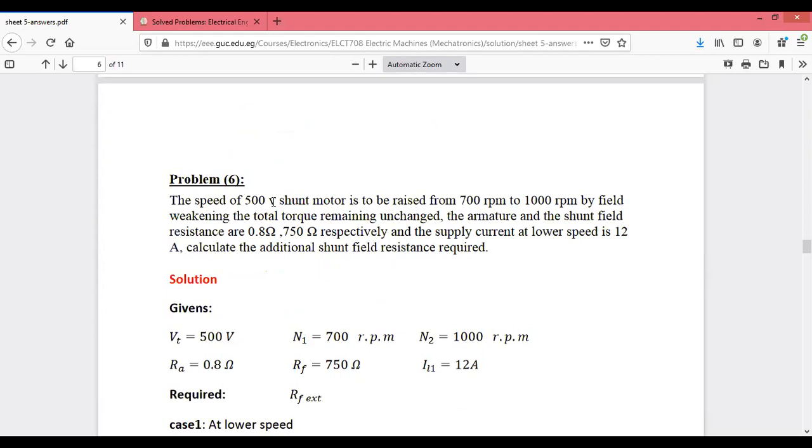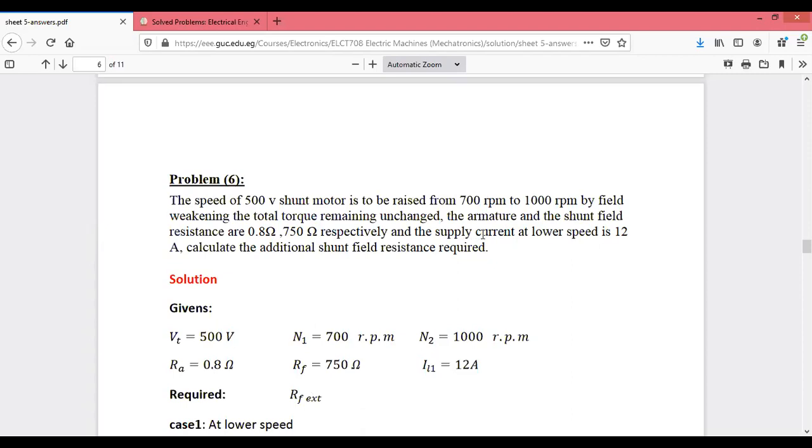Here, what they have given is the supply voltage, the terminal voltage VT, 500 volt, and the speed is to be raised from 700 RPM to 1000 RPM. You can take N1 as 700, so your N2 will become 1000 by field weakening. It means you are weakening the field winding, with the total torque remaining unchanged. So again you will get T1 equal to T2, that will be phi1 Ia1 equal to phi2 Ia2. Here the armature resistance is RA and the shunt field resistance is RF.